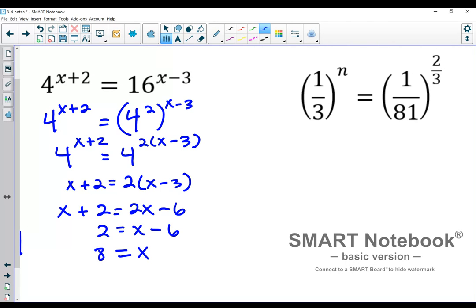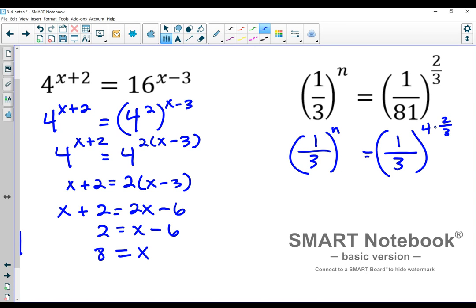On the next one, I start out with a 1/3 on the left, and I know I can make 81 into that 3 as well. So 1/3 raised to the nth power. So we're always kind of looking at the bigger number, trying to make it look like the smaller one, hopefully. Sometimes you have to change them both. 81 would be 3 to the 4th. So 1/3 raised to the 4 times 2/3 power now. Remember, we have power to a power again. Both of them now have a base of 1/3. So n is going to equal 4 times 2/3. And so n is going to equal 8/3.